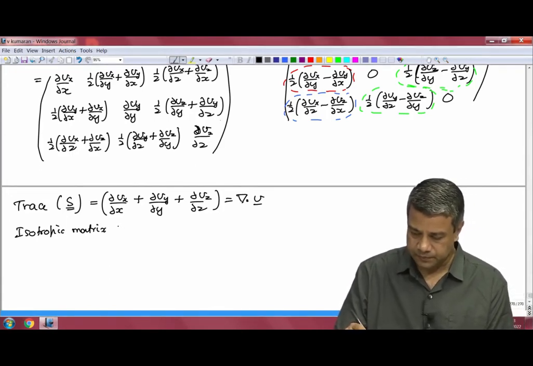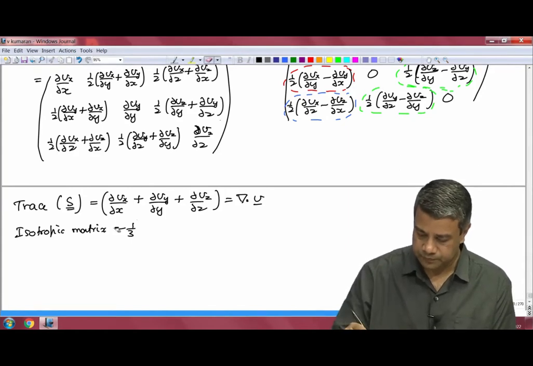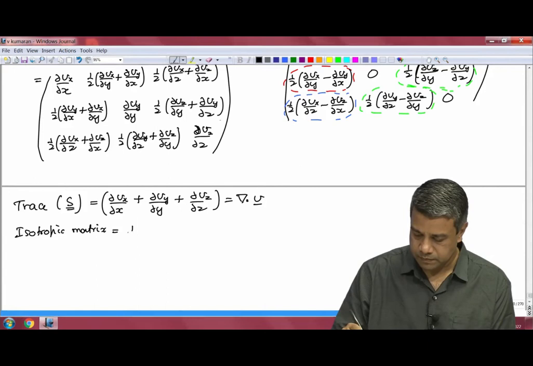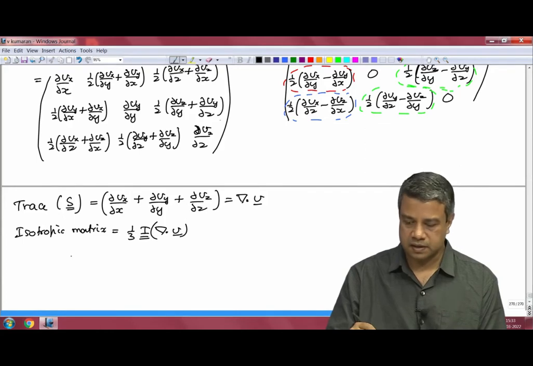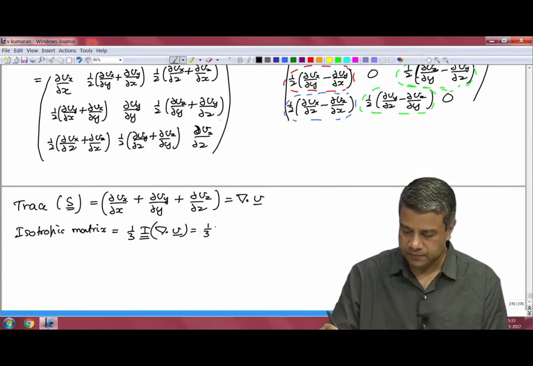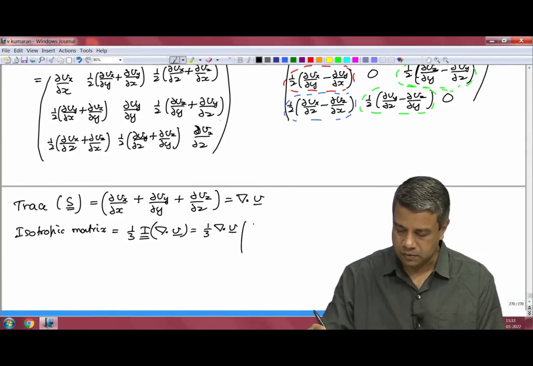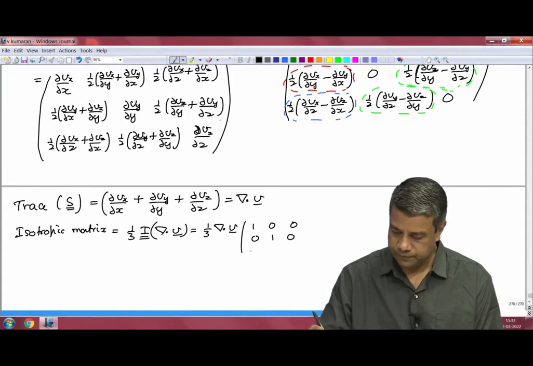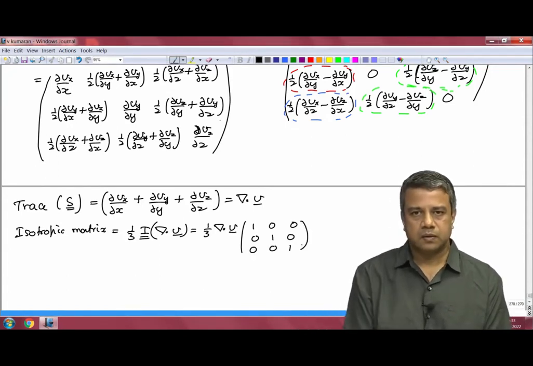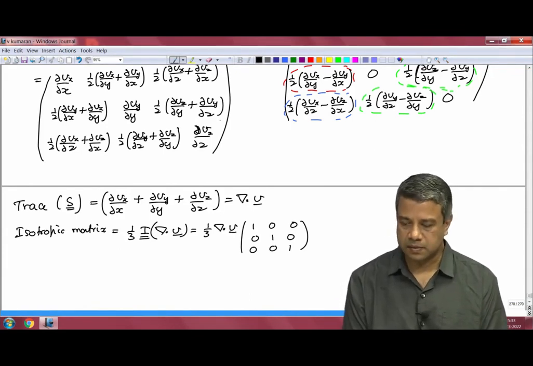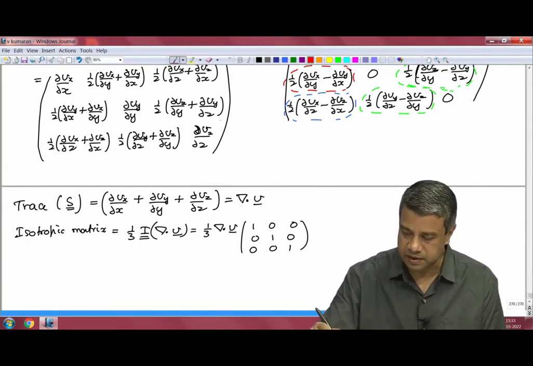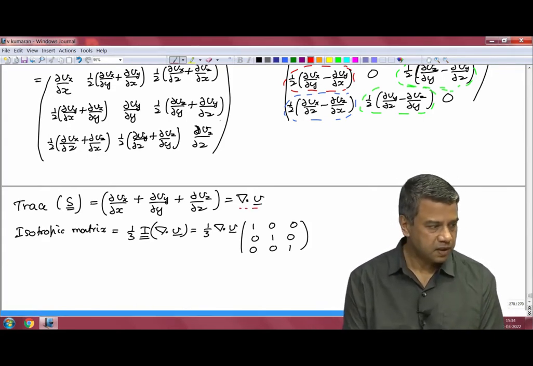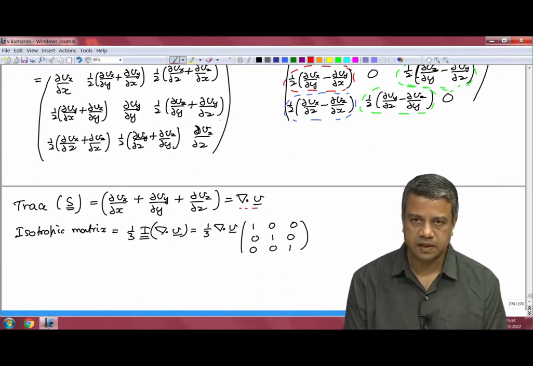The isotropic matrix is 1 by 3 times I times del dot V. Note that the divergence of V is a scalar. The divergence of a vector is a scalar. So I can also write this as 1/3 del dot V into the identity matrix. You can see that the trace of this, the sum of the diagonals, is the same as the sum of the diagonals of the symmetric matrix.